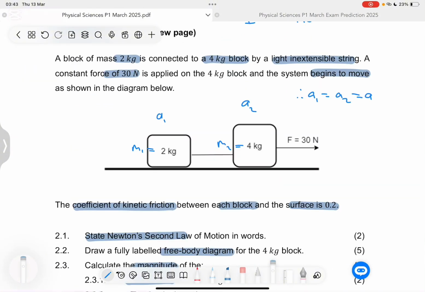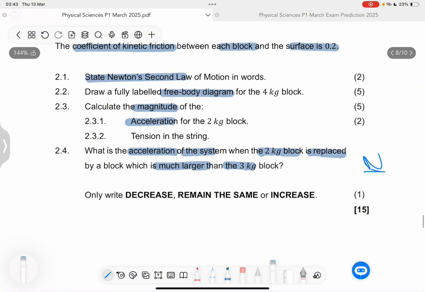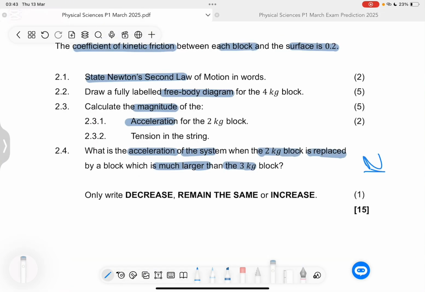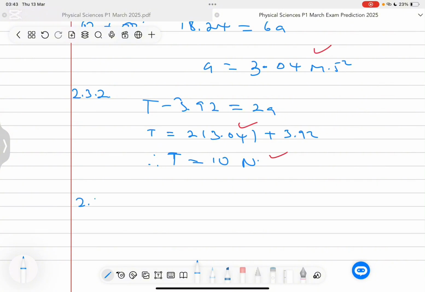So our answer here that we're going to choose will be decrease. We expect the acceleration to decrease. So this is question 2.4, the answer will be decrease. And this actually gives me confidence to say the answers that I calculated here are correct, because I'm getting a consistent result when I change variables on these equations.